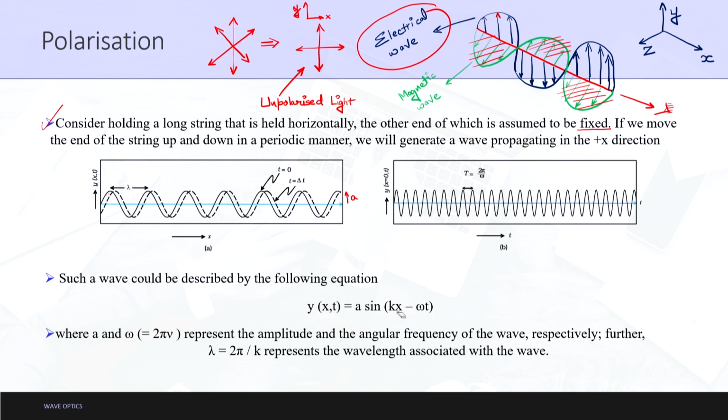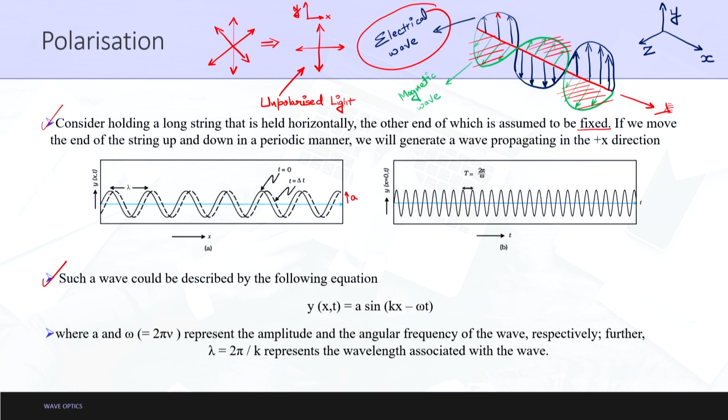Okay, so now let us move on. Such a sinusoidal wave can be described by the following equation, where A and ω represent the amplitude and the angular frequency of the wave respectively. ω is nothing but 2πν, where ν is the frequency. Further, we know that λ = 2π/k represents the wavelength associated with the wave.